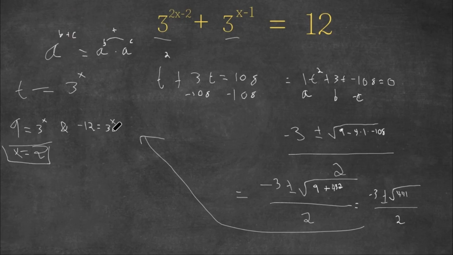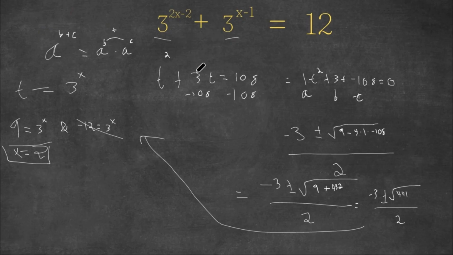And we also have negative 12 equals 3 to the power of x. Well, a positive number to the power of something can never equal a negative number. So this cannot be true, and our only answer is x equals 2.